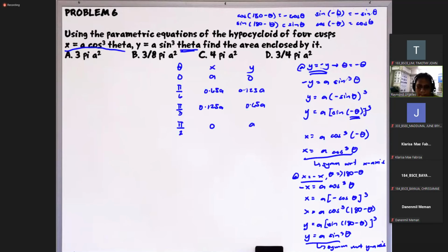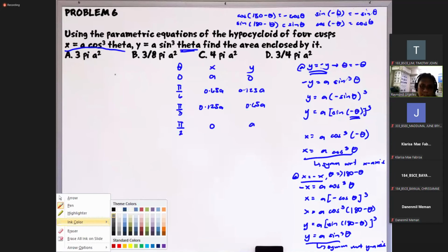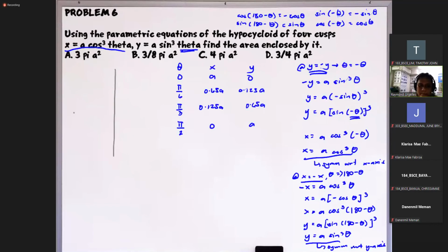Okay? So let's try to graph this one. Again, x-axis, y-axis, and this is the origin. Let's start with this one. Theta is 0, right? So x is a, y is 0. That means a units, and 0 units for y, so therefore this is our point.